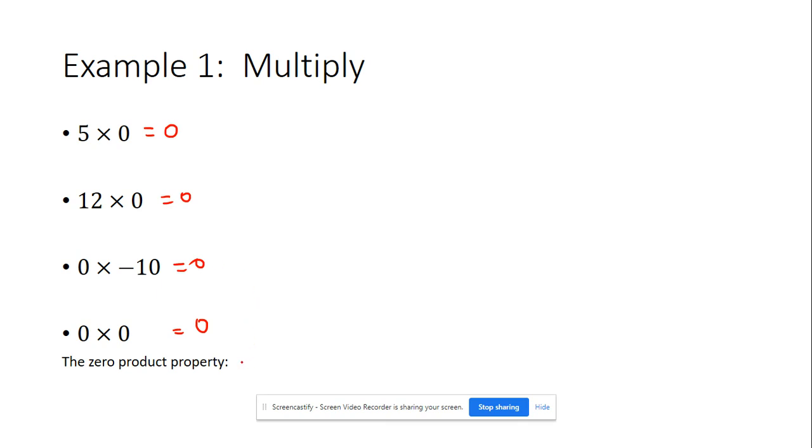So what we're doing here is something we call the zero product property, which says if A times B equals 0, then either A and/or B is 0. If I'm going to multiply two things together and get an answer of 0, then at least one of those numbers must be 0. That's what we call the zero product property.